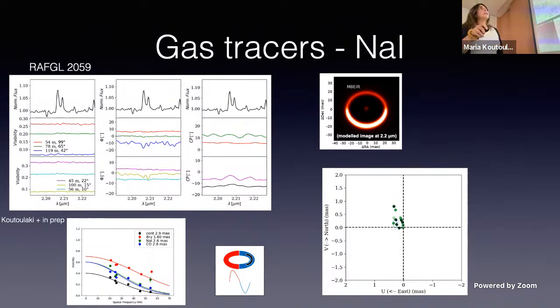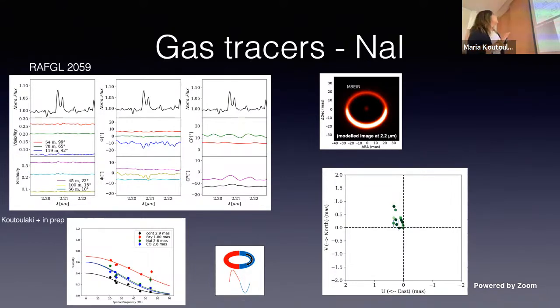This is a model image of the two emissions, extrapolated from MIDI towards the K band, and that shows that we have something quite face-on, but you can also see a strong illumination here with respect to that, and this is basically what creates the global closure phase that we see.